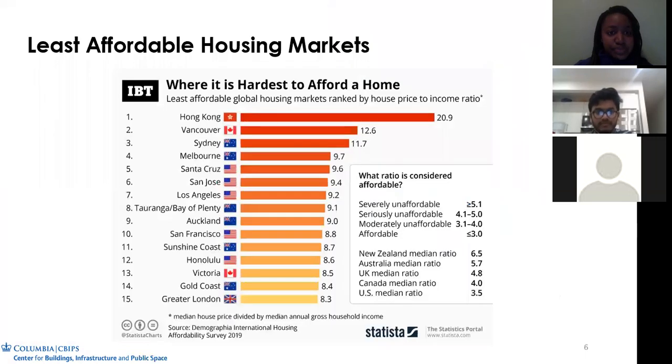Next slide, please. So the least affordable housing markets, this is a study done by the International Business Times, and they took the housing price to income ratio to do this measure. And as we can see, the least affordable housing market is Hong Kong by far. Another thing that's really interesting about this slide is that the two countries that are most unaffordable are Australia and the US. And more specifically, in the US, the most unaffordable cities are all in California, with the exception of Honolulu. Next slide, please.